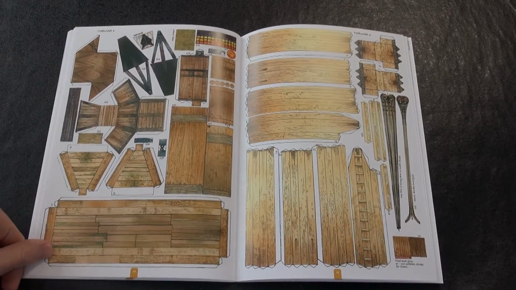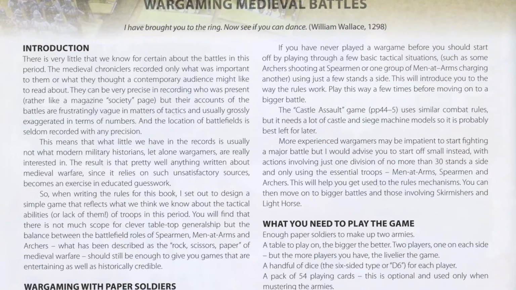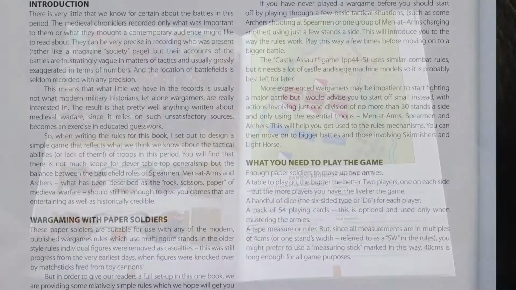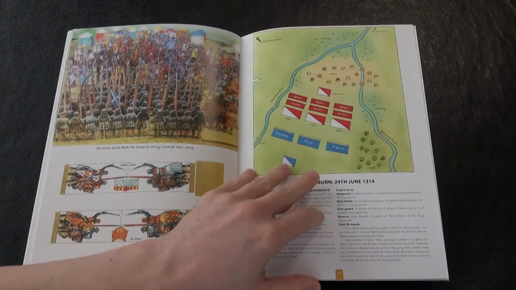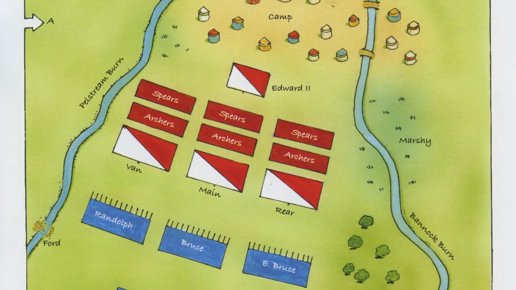As always, included are a set of simple rules, which allows for the paper soldiers to be fielded on the tabletop. There are also rules to allow for siege warfare against castles, plus a map and scenario detailing the Battle of Bannockburn, so you can try out everything that may be created.